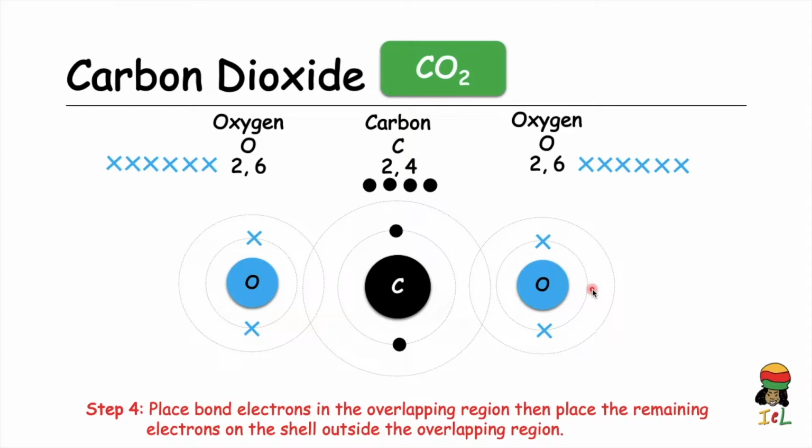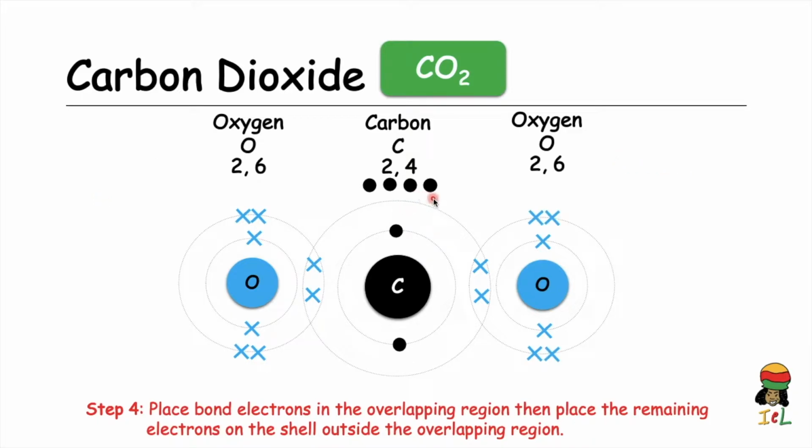Now, each oxygen atom has 6 electrons on the last shell. Therefore, they need 2 more electrons to get to the stable 8 because the second shell holds a maximum of 8. Consequently, each oxygen atom will have to share 2 of its 6 electrons because it needs 2 to become stable. So there we go. Both oxygen atoms have shared 2 electrons each with carbon. After sharing 2 of the 6 electrons, you notice there are only 4 electrons remaining for each oxygen atom, which we will put on the shell outside of the overlapping region.